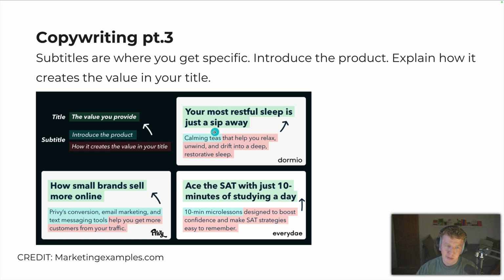Let's have a look at a couple more examples. How small brands sell more online. So it's an attention grab. Privy's conversion, email marketing, and text messaging tools help you get more customers from your traffic. So you get the idea as to where this is going.